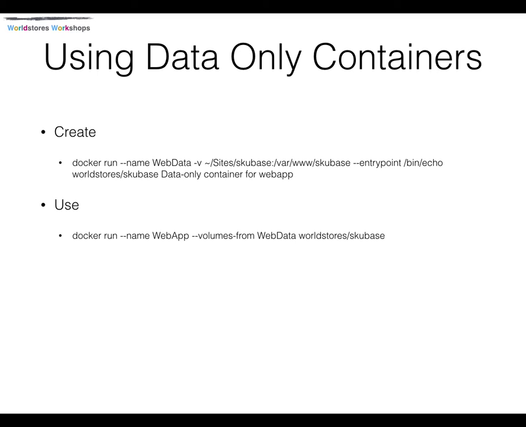But that data will still exist in this container. And then, to use it, we'd say docker run --volumes-from web data. So this is going to be our actual web app container, which is going to run world source SKU-base, and this is going to run Apache now because we've not overridden the entry point or anything like that. And it will use the data found in this container to run itself. Very simple.